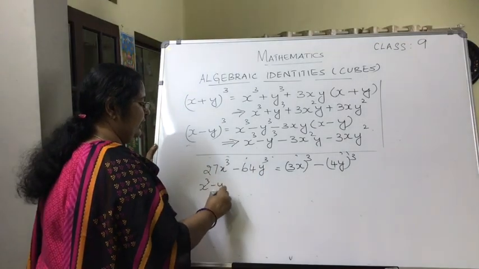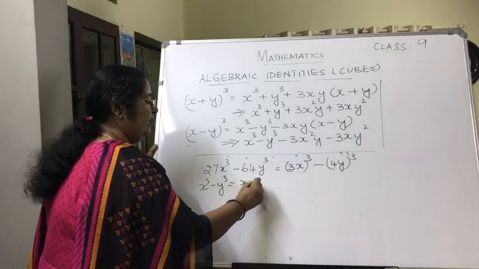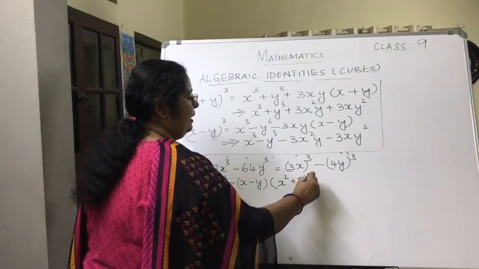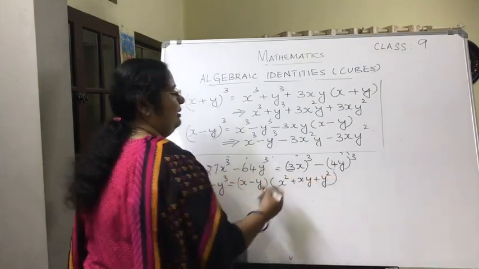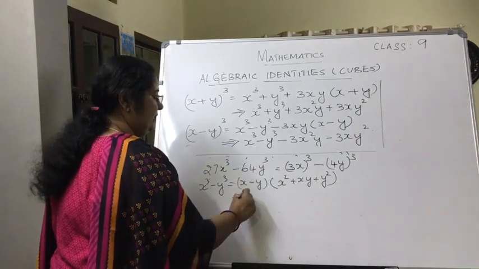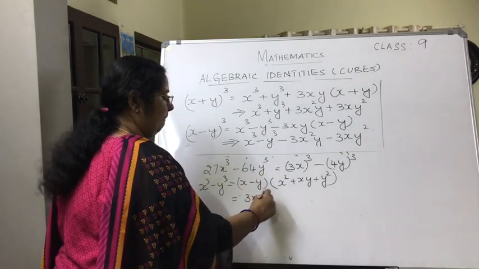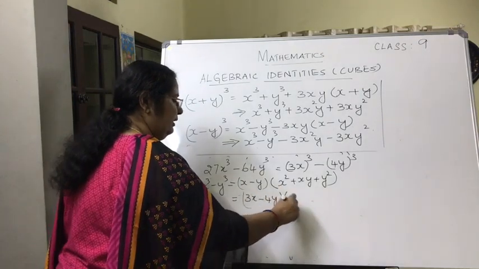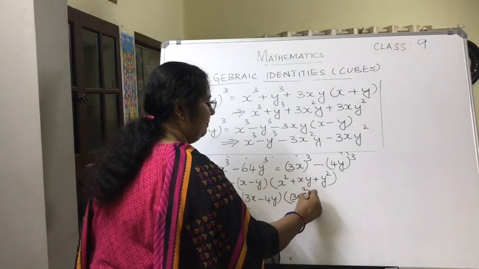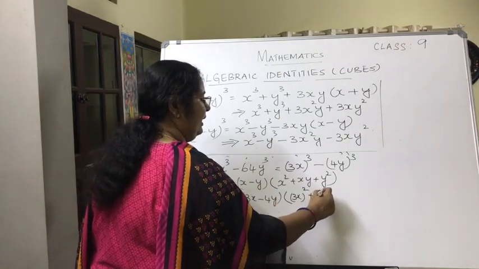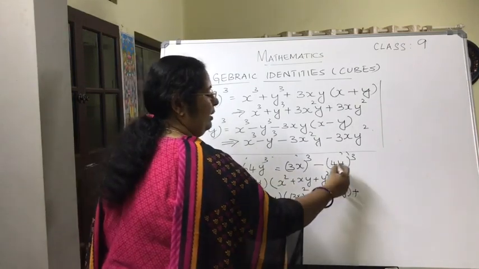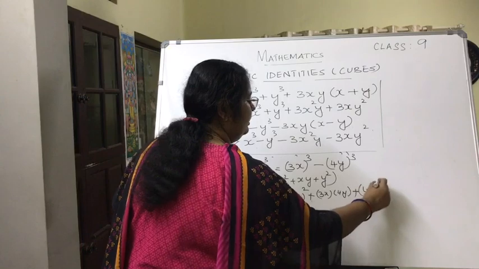X cube minus y cube is equal to what? X minus y into x square plus xy plus y square. Now substitute for x and y here. This will be equal to, what is our x? 3x. What is our y? 4y. So 3x minus 4y into x square, x is 3x, so 3x the whole square, plus xy, x into y, x is 3x, y is 4y, plus y square, y is 4y the whole square.